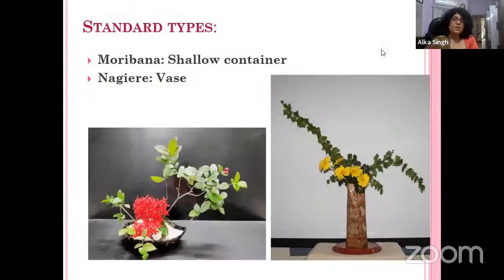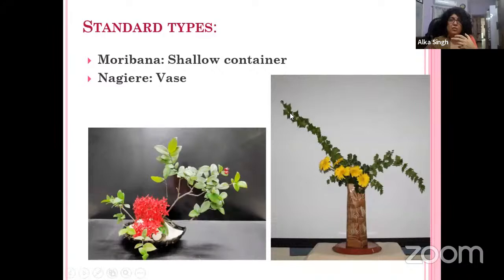These are the two very basic styles of Ikebana, Moribana and Nageire. This first one is Moribana. Moribana is done in a shallow container, wherein a pinholder is used to hold the flowers, while Nageire is done in a tall container, like a vase. To hold the flowers, a kubari, that is two twigs tied together, or a single twig, is fastened on the mouth opening of the vase, and that is how the plant material, the flowers, are arranged.